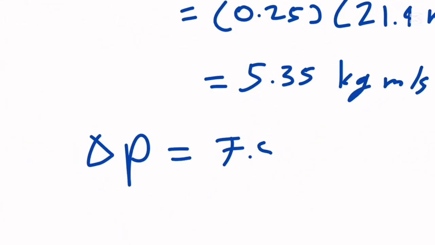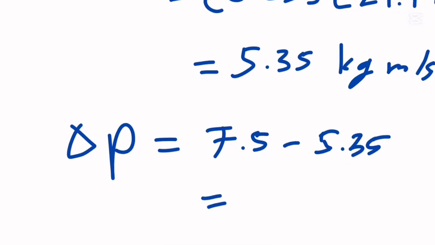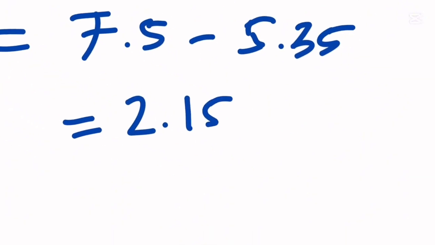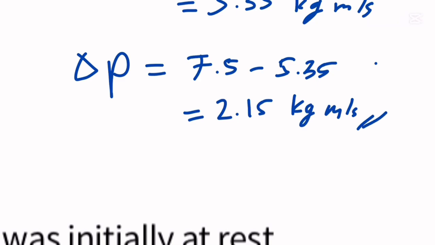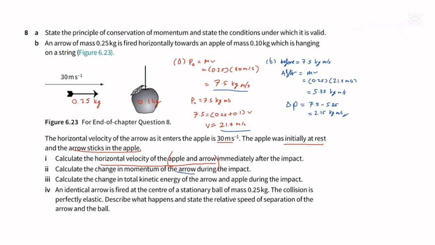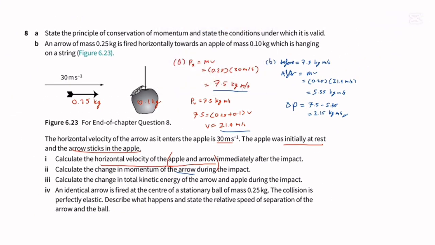7.5 minus 5.35, and then that would get 2.15 kilogram meter per second. Alright, so let's move on to question number 3.